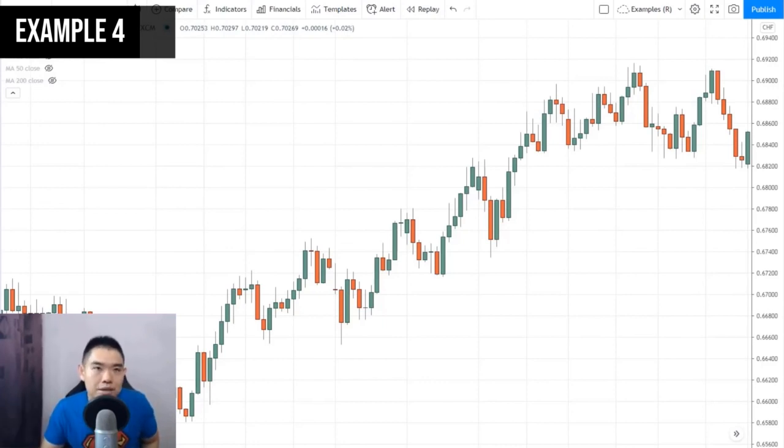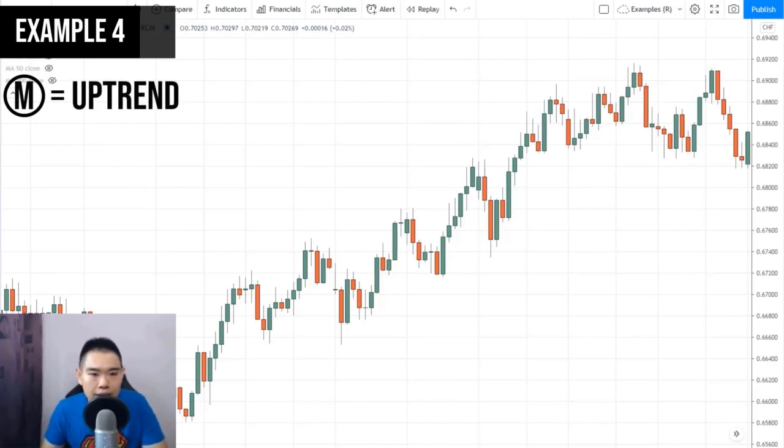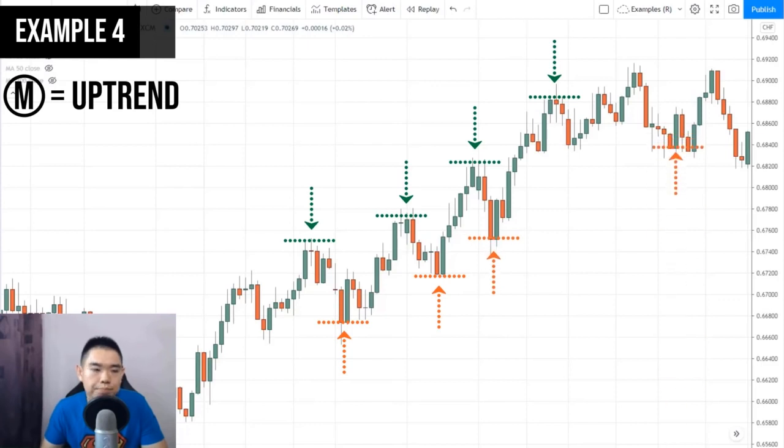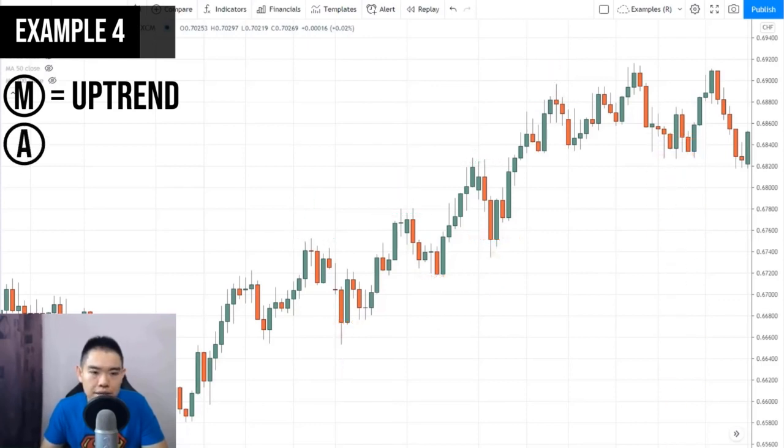First things first, market structure. What is this market structure? From the looks of things, this market is in an uptrend: higher high, higher high, higher high, and higher low, higher low, higher low. So what about area of value? Clearly, you can see that this market is at this area of support.